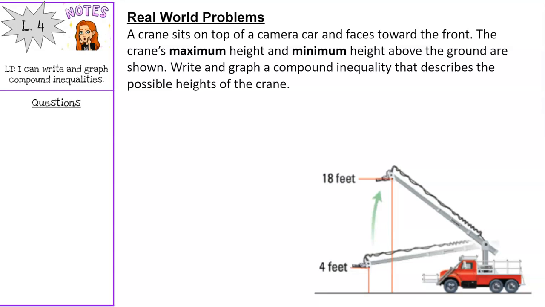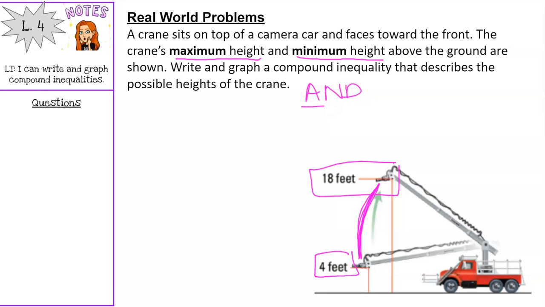We have a crane sits on top of a camera car and faces toward the front. The crane's maximum height is this 18 feet and minimum height, 4 feet, above the ground are shown. Write and graph a compound inequality that describes the possible heights of the crane. So since it can only move between these two numbers, since it's between, it's going to be an and compound inequality. So we know that it cannot be bigger than 18, so x is going to be less than 18, but it can go up to 18, so we're going to add that equal sign.